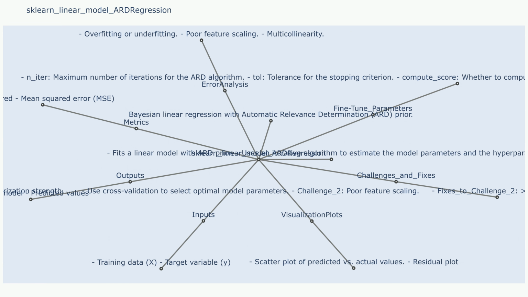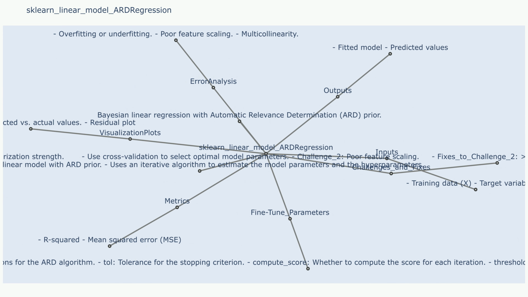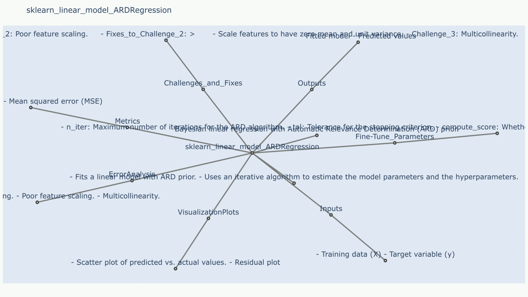Steps. Initialization. The model initializes the prior distribution over the weights. The prior is assumed to be Gaussian with a zero mean and a variance specified by the alpha_1 parameter. Optimization. The model then uses an iterative optimization process, typically using the expectation maximization (EM) algorithm, to find the posterior distribution over the weights. Prediction. Once the posterior distribution is found, the model can predict new target values based on new input features.